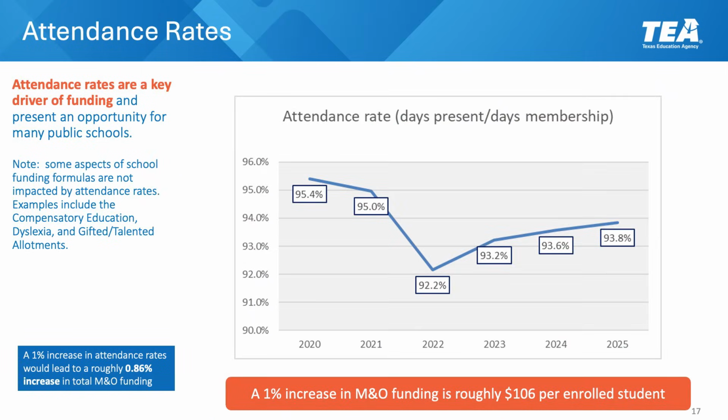Attendance rates are a key driver of funding, and they present an opportunity for many school districts. A 1% increase in your M&O funding is roughly $106 per enrolled student.